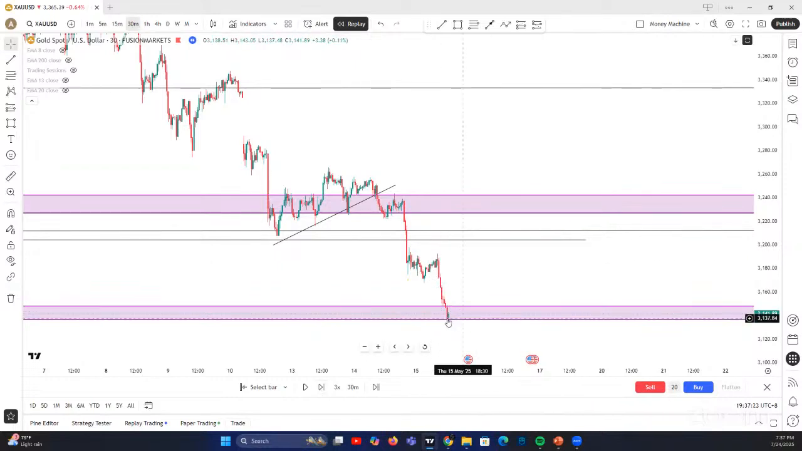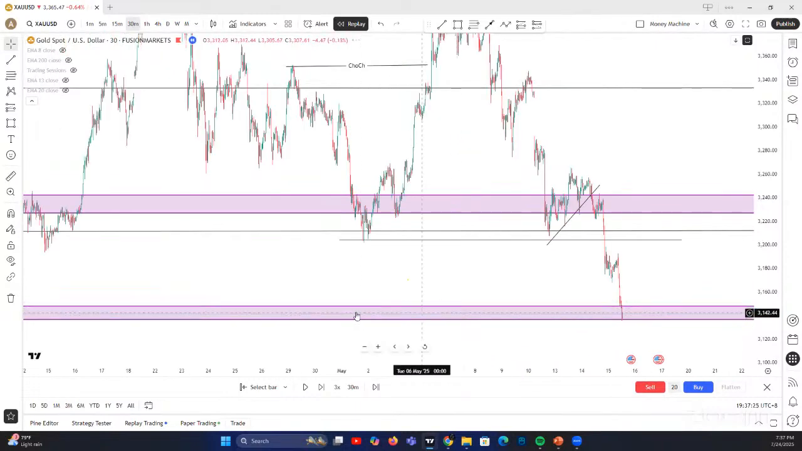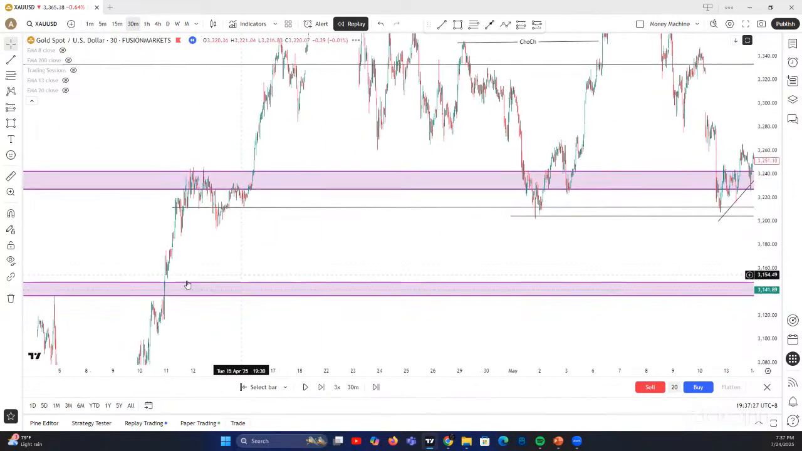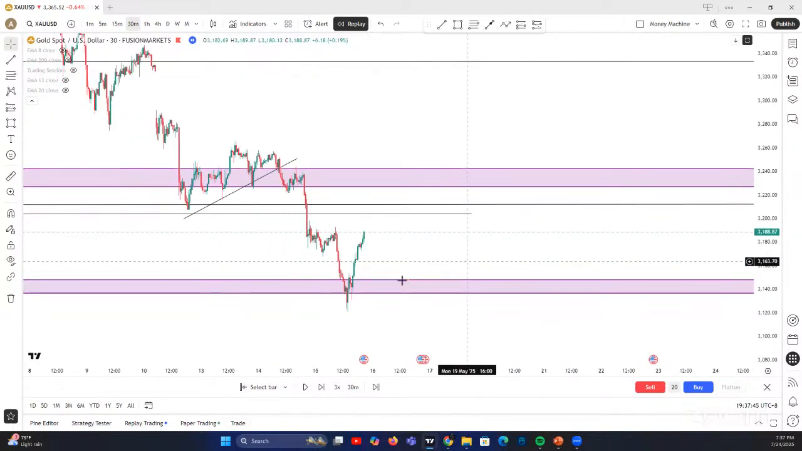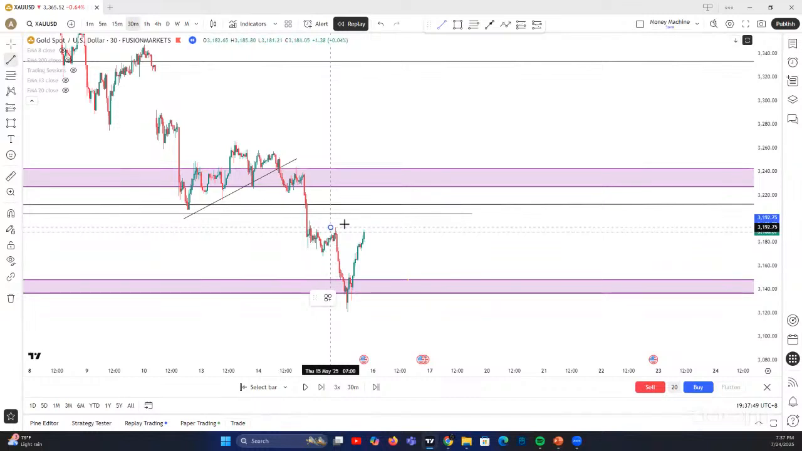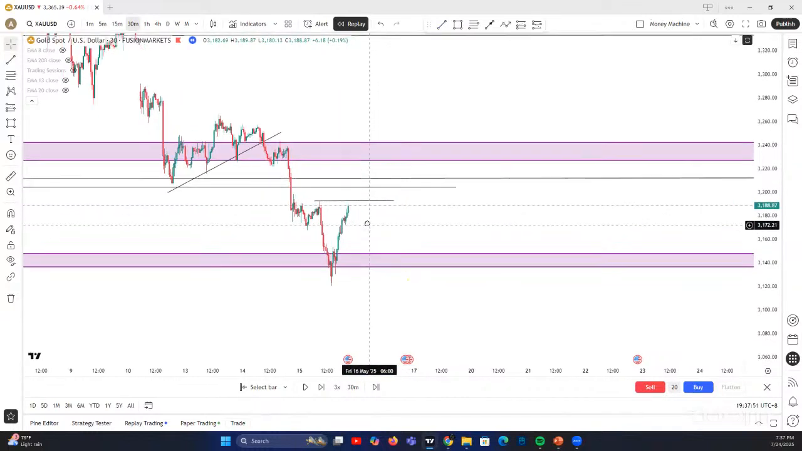Now it went to the key level support. You see, when we mark our support and resistance in the daily, price wants to go there. So it now went there. Let's see what will happen now. Okay, this is now the higher low that it should break.